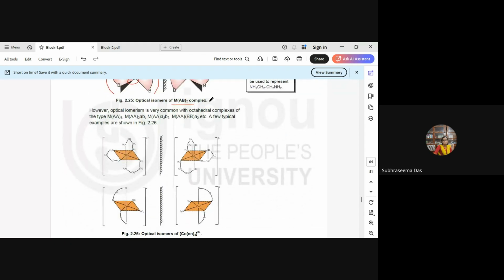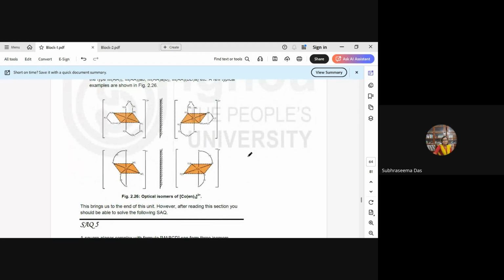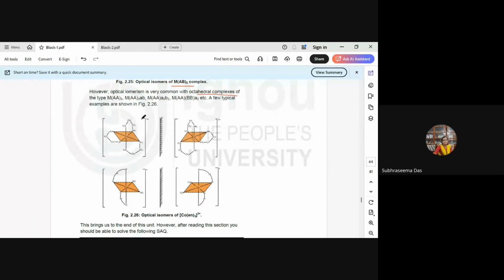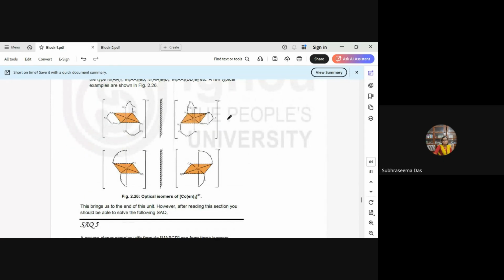However, optical isomerism is very common with octahedral complexes of these types. Here are a few examples of optical isomers of cobalt ethylenediamine, tris(ethylenediamine), shown in this figure. This is how we can see optical activity in an octahedral complex.